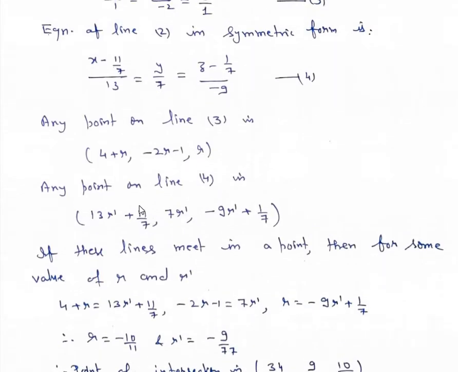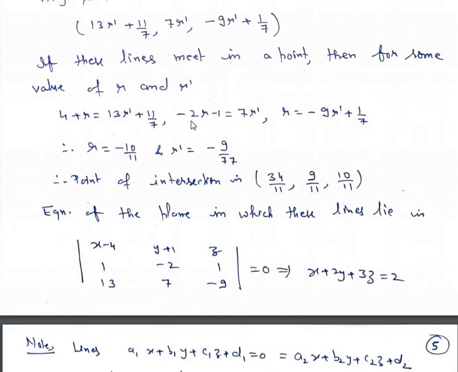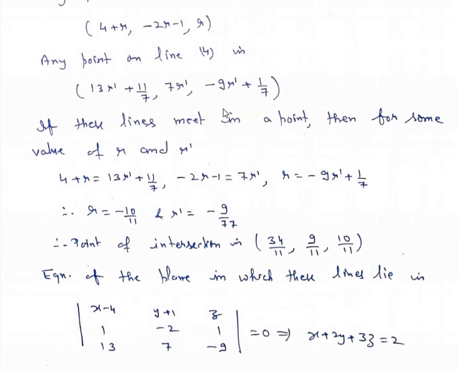Now if these lines are coplanar, then for some value of r and r dash, 4 plus r should be equal to 13 r dash plus 11 upon 7, minus 2r minus 1 should be equal to 7 r dash, and r is equal to minus 9 r dash plus 1 upon 7. So solving any two of these equations, we get r is equal to minus 10 upon 11 and r dash is equal to minus 9 upon 27. So put the value of r here or r dash here, we get the point of intersection as (34 by 11, 9 by 11, 10 by 11). So this is the point of intersection of the lines given in unsymmetrical form.